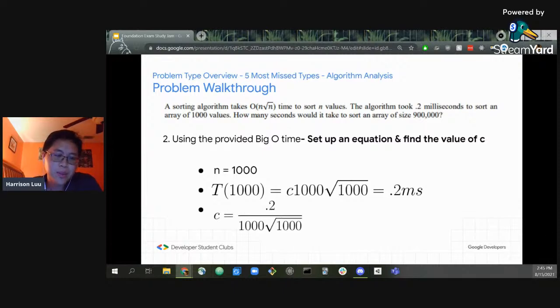Now, this is very important because you want to make sure you memorize what units you're using and how to convert them. In the question itself, it says the algorithm took 0.2 milliseconds, but the answer that it wants is how many seconds. So keep that in the back of your mind. At the end, we're going to convert that to seconds. As a result of solving for c, you have 0.2 over 1000 times the square root of 1000, and you're going to use that constant you found right there in your next step.